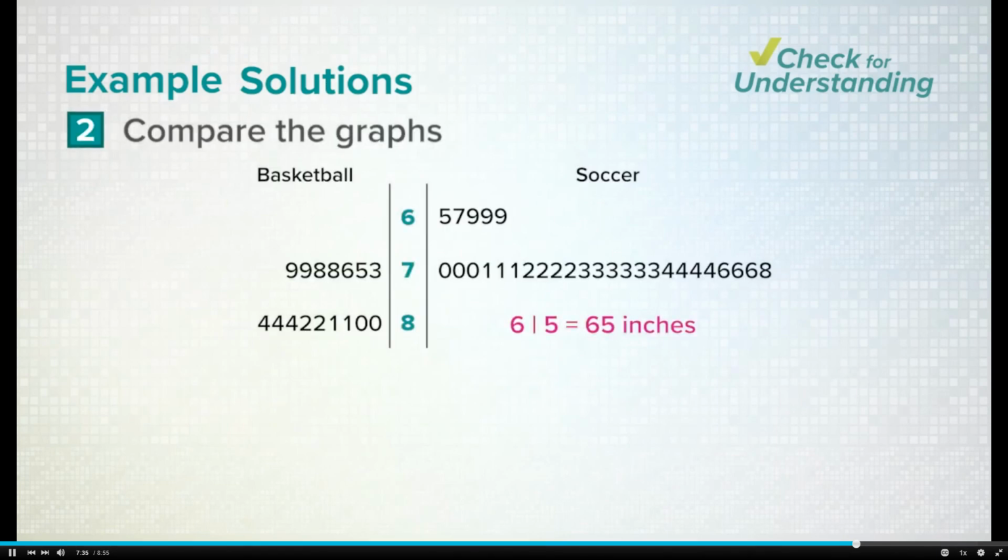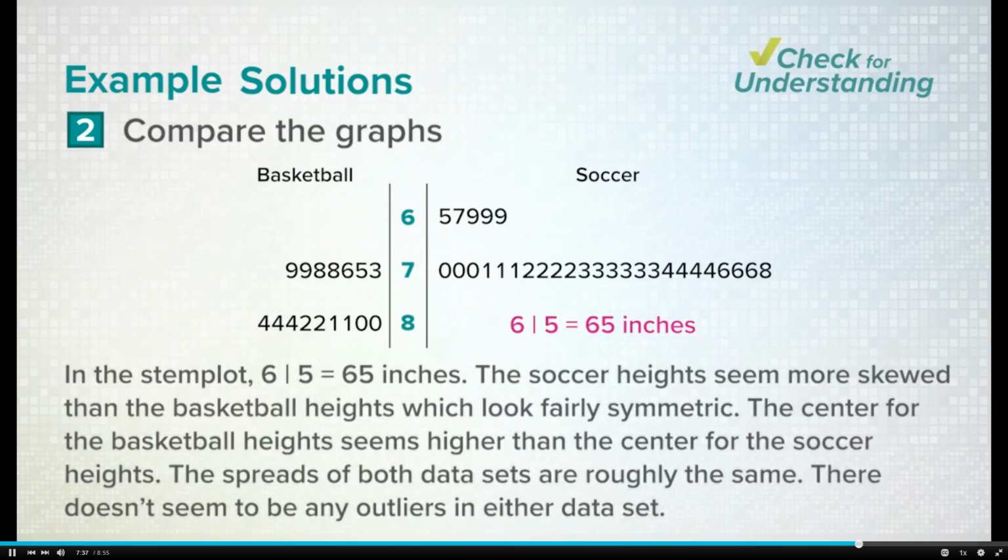And then, looking at the graphs, the soccer heights seem to be more skewed than the basketball heights, which look fairly symmetric. The center for the basketball heights seems to be higher than the center for the soccer heights. Not too surprising. And the spreads of both data sets are roughly the same. And there doesn't seem to be any outliers in either data set.